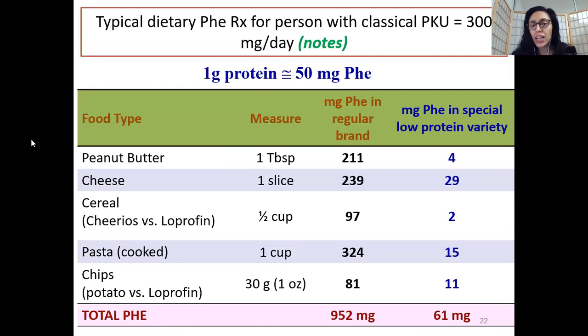Okay, so now if you have classic PKU, where the advice is not to go beyond 300 milligrams per day of phenylalanine from intact proteins, then for example, if you look at these regular brands, 1 tablespoon of regular brand peanut butter will give you 211 milligrams of phenylalanine in the diet. But when you have a low protein peanut butter, it will give you only 4 milligrams of phenylalanine, in the low protein version or the low Phe version.